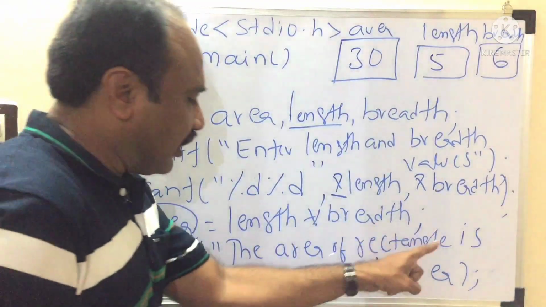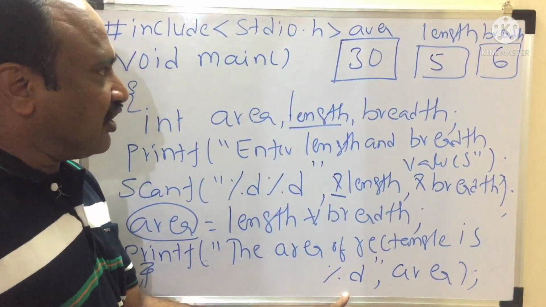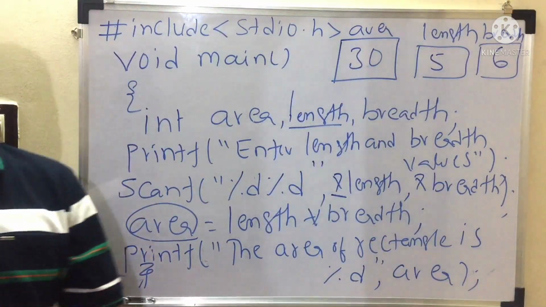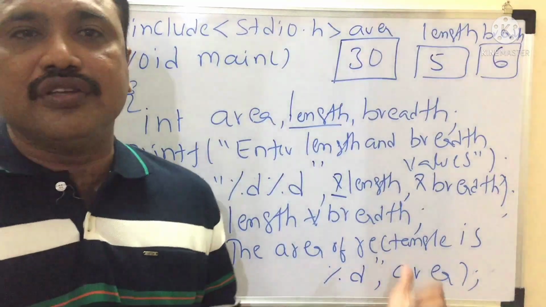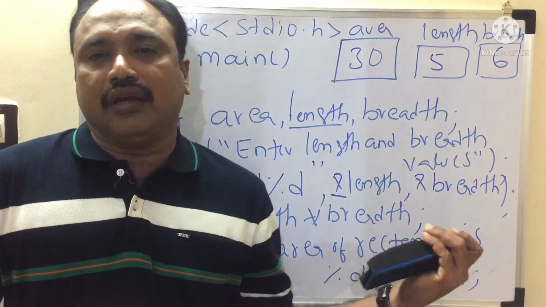Printf. The area of rectangle is percentile integer. Where is it? Under the name area. It will print. Like this you have to write the program. This is to find out the area of rectangle.